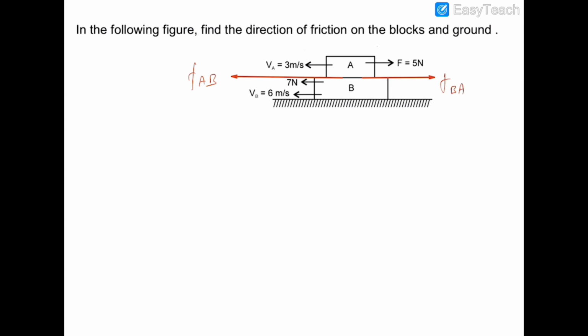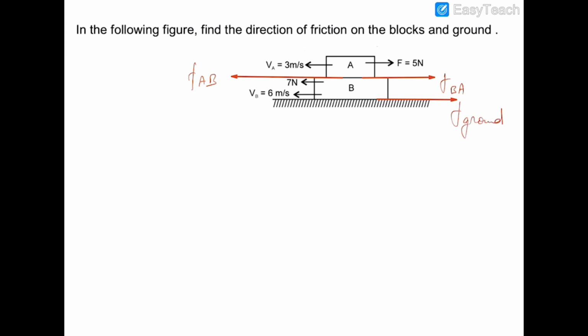And if we need to calculate the direction of friction of ground on B, then we can say that as B is moving in left hand direction, the friction acting on that B block will be towards right side, towards backward direction. This is friction of ground, F ground.